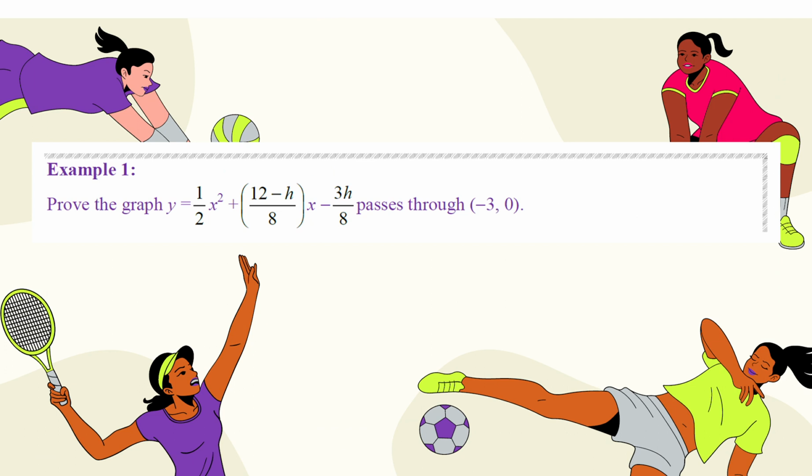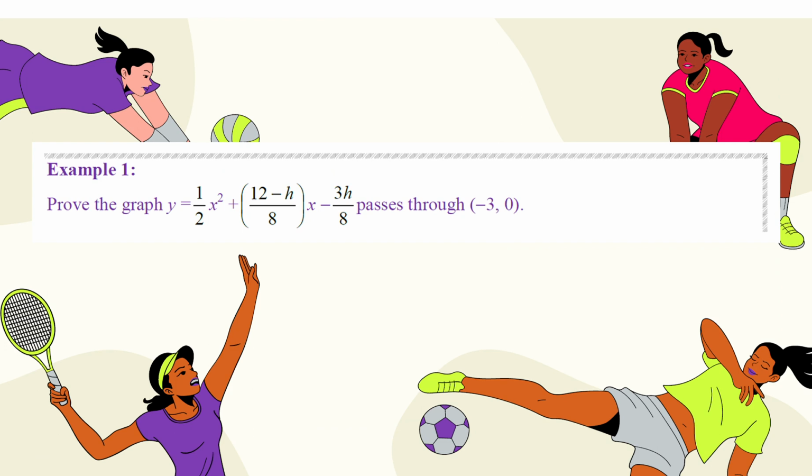They said prove that the graph of this equation passes through this point. Of course, I could substitute the point inside, but do you start from the right hand side or the left hand side? Which one is more complicated? Yeah, you got it. Then start from that side and see whether you can go to the other side. Pause the video and work on it.